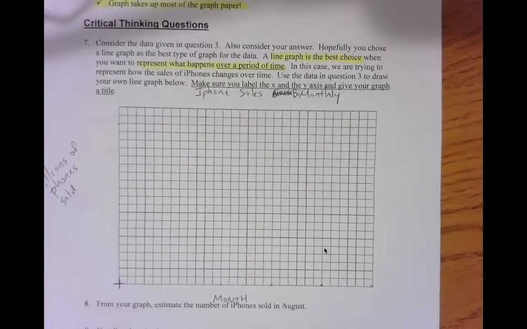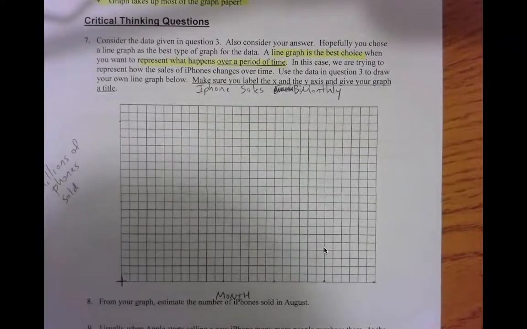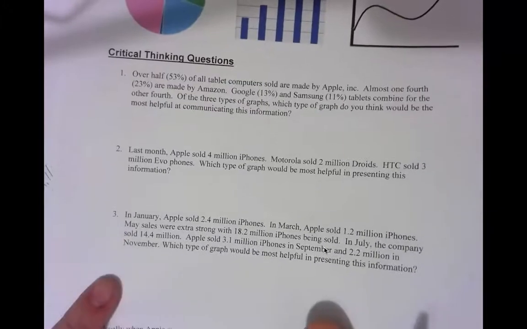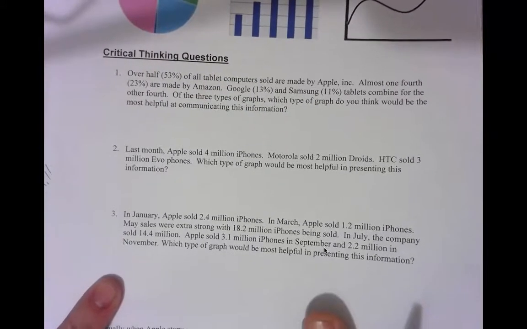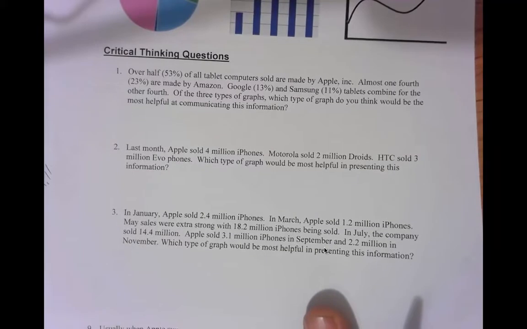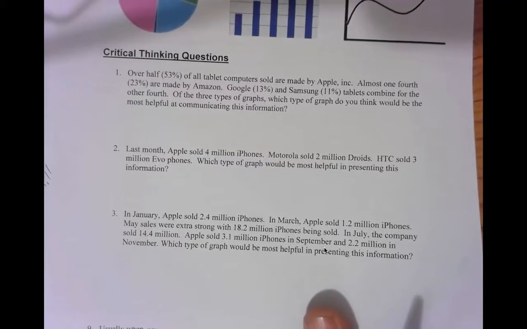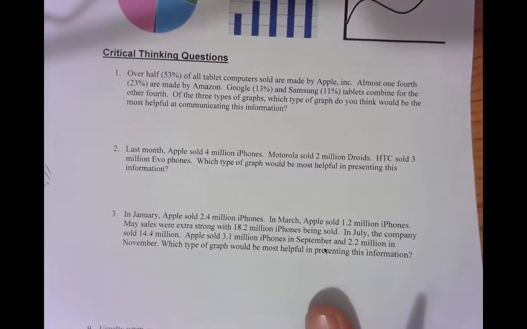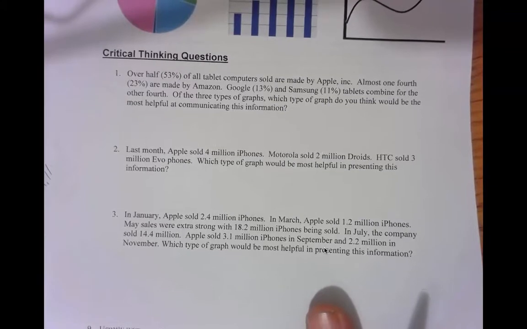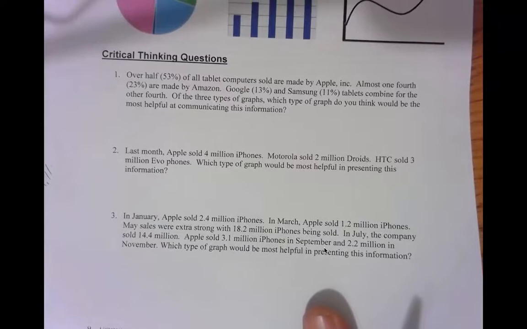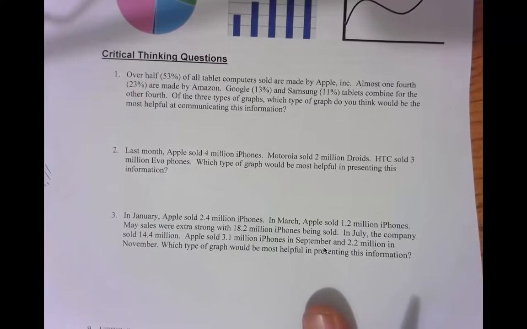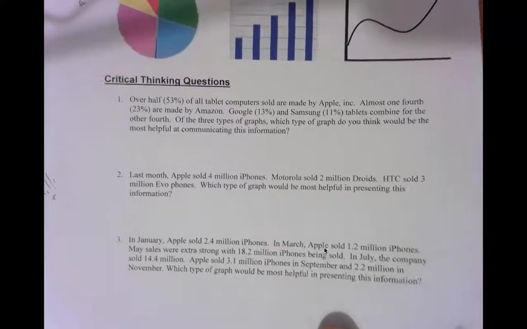So now question 7 wants us to graph the data from question 3. So the data from question 3 is right here. We have some months, and we have one type of phone, we only have iPhones, and then we have the amount of iPhones sold in each month. So because you have one variable, and you're measuring the change in time, you are going to use a line graph.